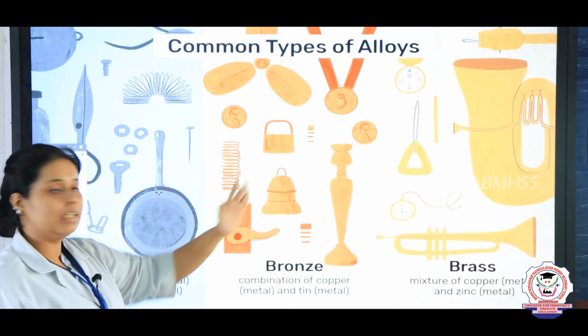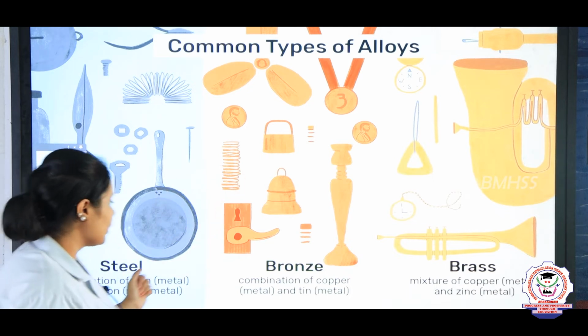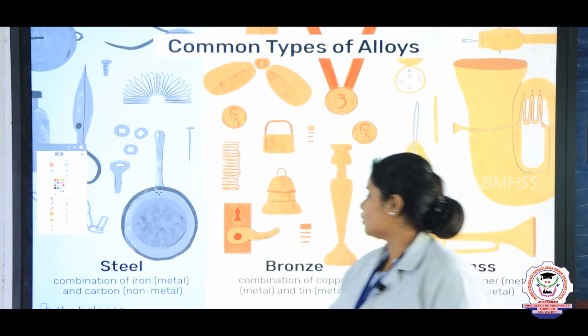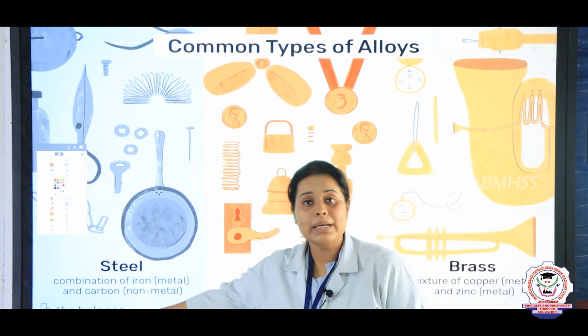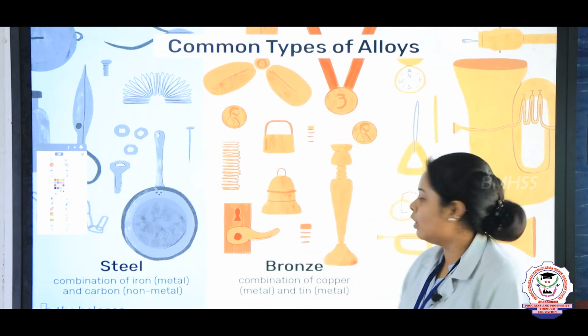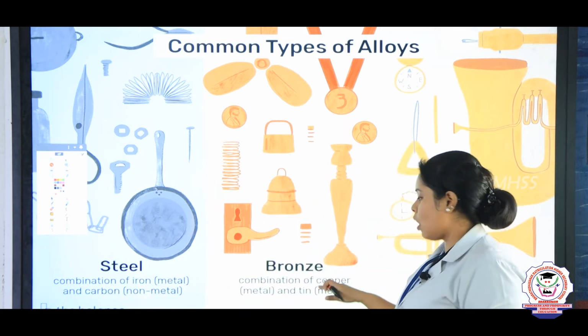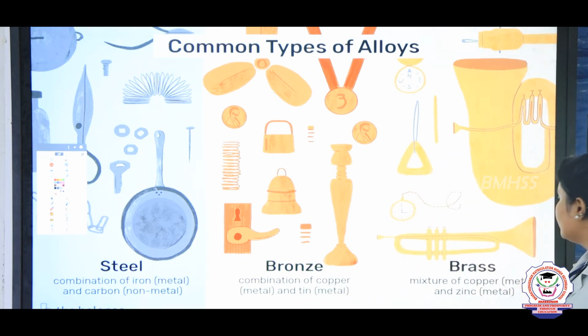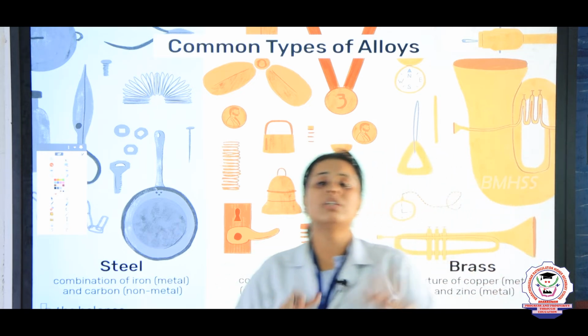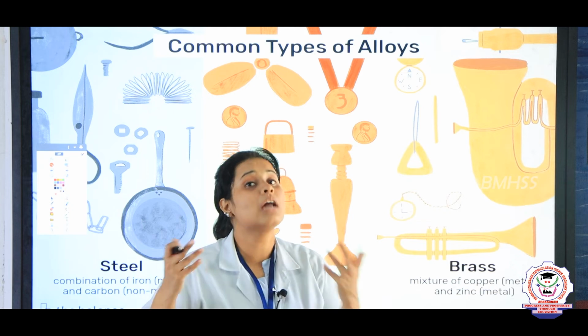Same way these are again a few examples of alloys. So here you can see that here is steel. Steel can be a combination of iron and a non-metal, which is carbon. Then bronze is having copper and tin, and later on you can see brass. In brass there will be copper and zinc. So these are the non-metal or generally things which you are using as an alloy.